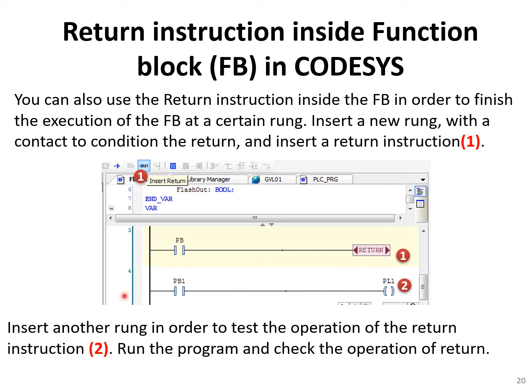Insert another rung in order to test the operation of the return instruction. Run the program and check the operation of return. Okay, so this is only for testing. The subroutine should never reach this rung. Okay, so this rung must not be implemented. It's just basically a redundant rung here, but check the performance of the program to see if the return function works properly.